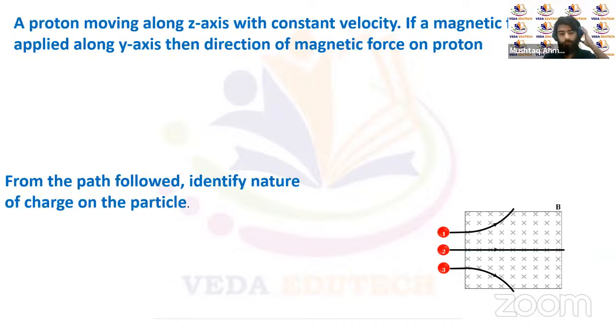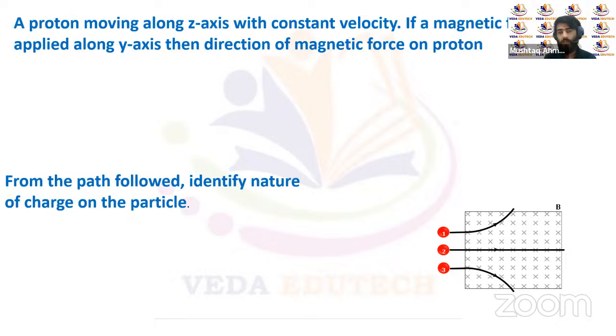Good evening, everyone. In the previous lecture, we discussed the force on a charged particle, right? So we'll be continuing from there. We calculated the force on a charged particle as given by the Lorentz force, that's Q times V cross B, right? So the direction of the force was given by the cross product of the velocity vector and the magnetic field vector, right?